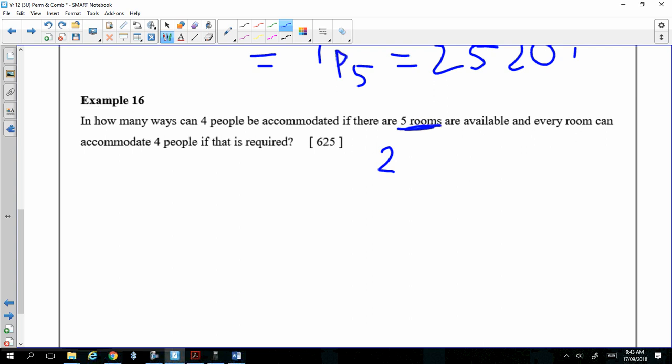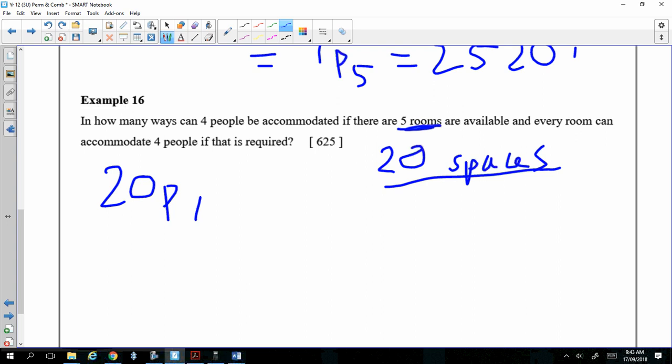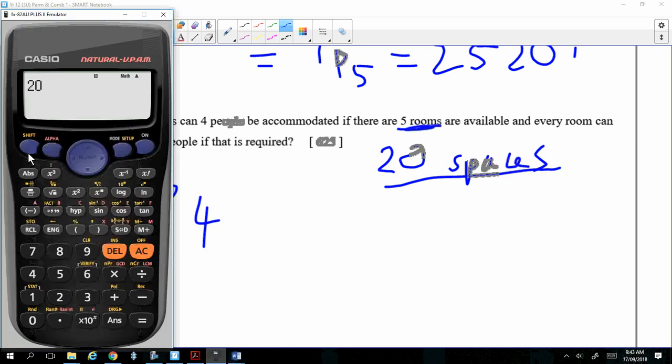Oh, that's a cool way. Does it work? Never thought of that. 20P4. No, it doesn't work. Because it doesn't matter which order, isn't it? That's a good way to think, but it doesn't work. Not 20P4. Would 20C4 work?